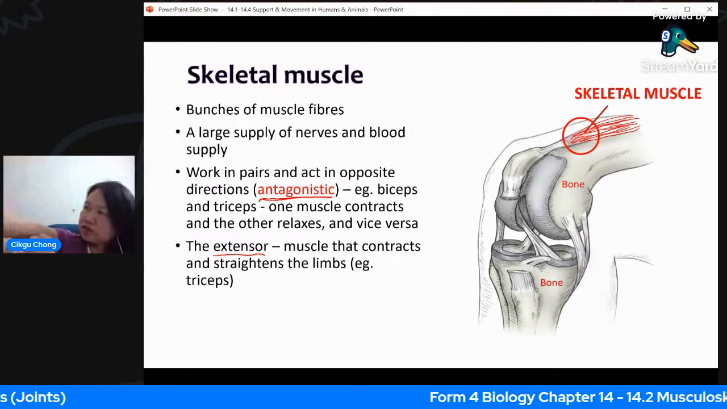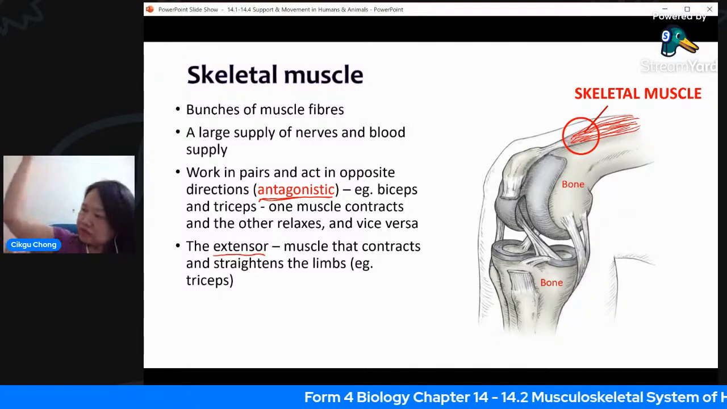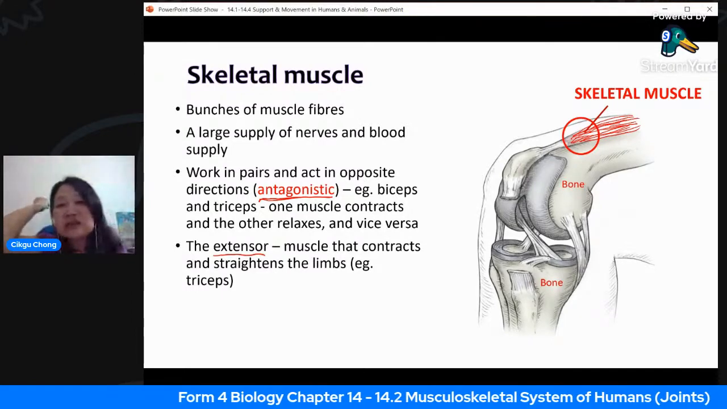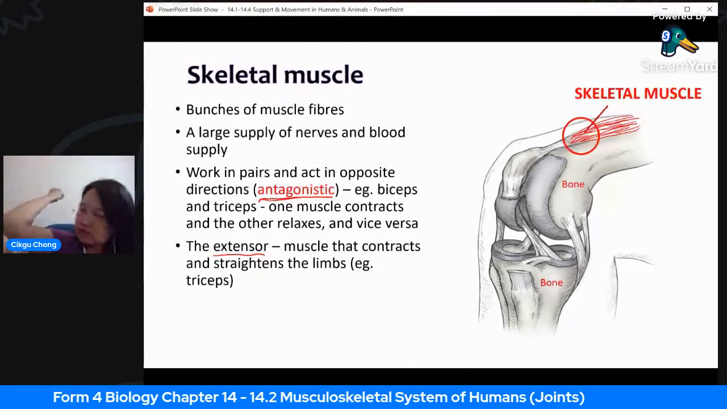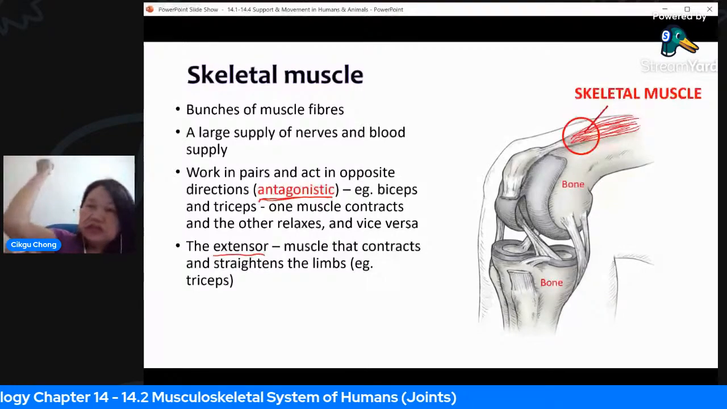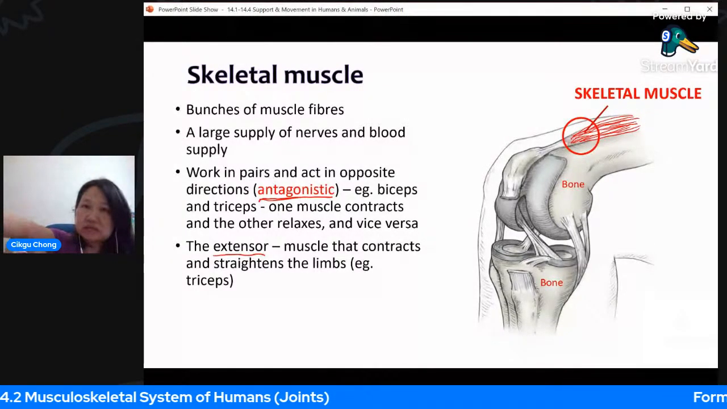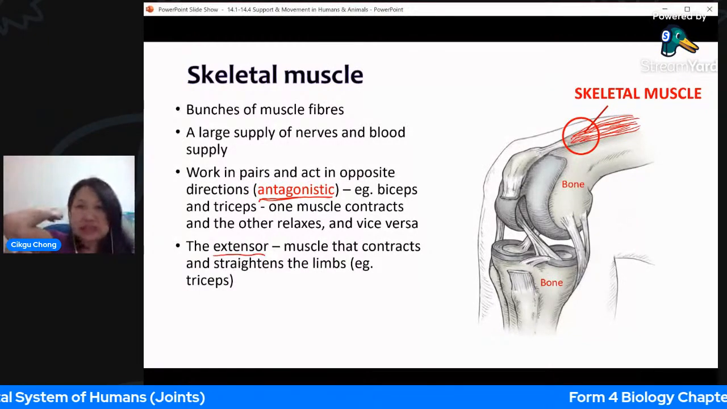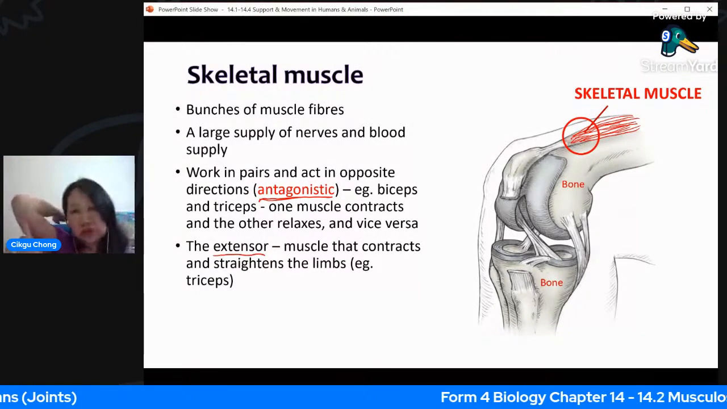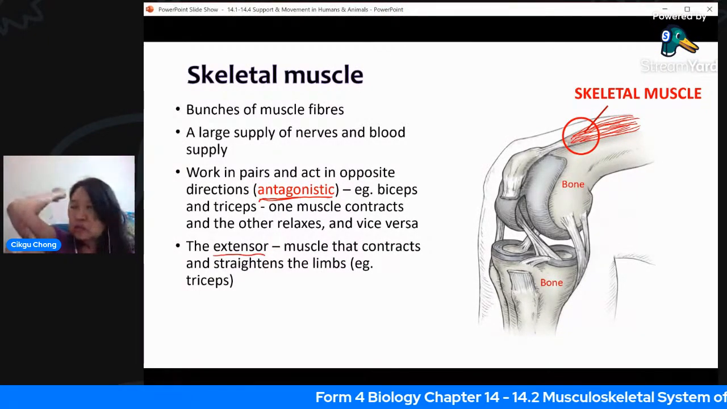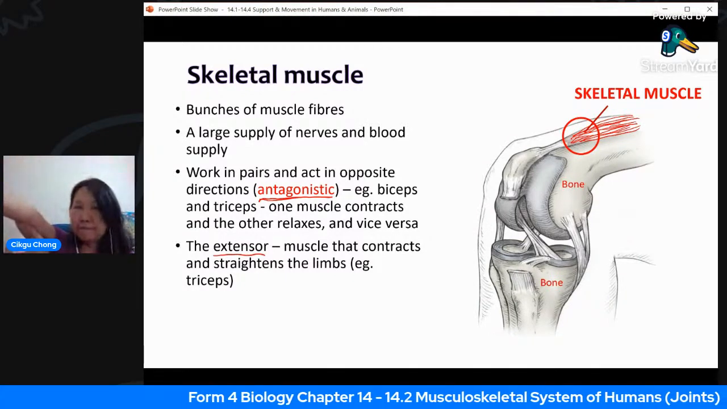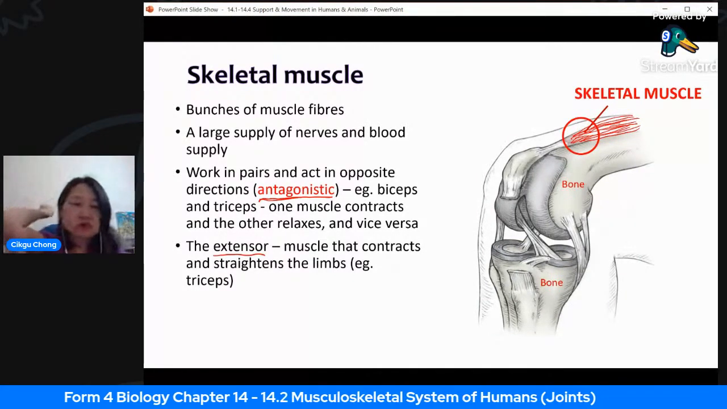So which one is contracting? Is it the bicep or the tricep contracting? Contracted means always think it's getting shorter. So this one is actually contracting. So your tricep is the extensor. Okay, your tricep is the extensor because when this one contracts, it will extend your arm. Okay, that's why your tricep is the extensor.